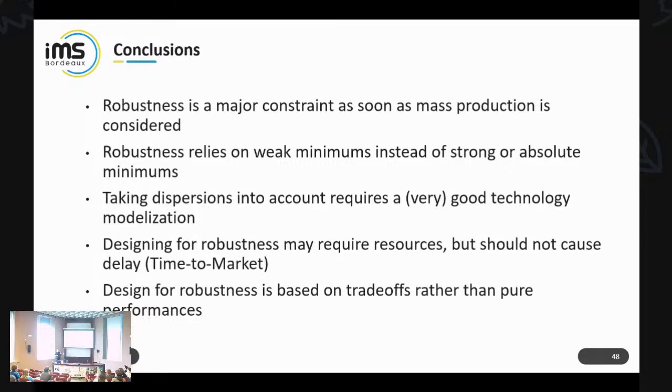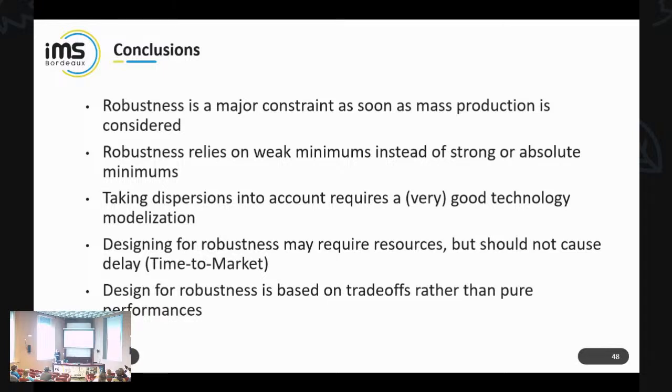Robustness, linked to weak minimum, is really important. Most of the time, if you use an optimization algorithm, it will focus on strong minimum. Here, we are talking about mass production, robustness, and sensitivity. So we need weak minimum as a target. And that's not so easy to target, because the secondary variables also have to be zero, which is not so obvious. But sometimes it may happen. At least you have to work on that, reducing the secondary variables.